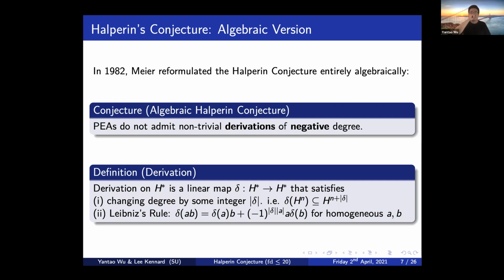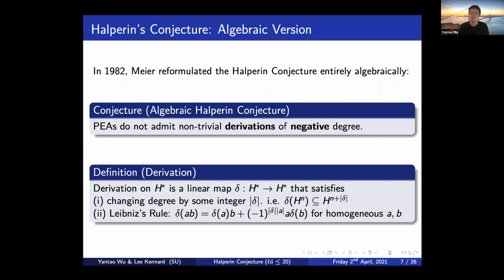The algebraic version of the Halperin conjecture arose because in 1982 the conjecture was reformulated into an algebraic description. It says that positive elliptic algebras do not admit non-trivial derivations of negative degree. Since I have not defined what a derivation is and what a negative degree is, I will give a definition here. A derivation, delta, is a linear map that satisfies two properties. First, it changes the degree by some integer, which we denote by two vertical lines around delta. It means the degree, not absolute value. The degree can be positive, 0, or negative.